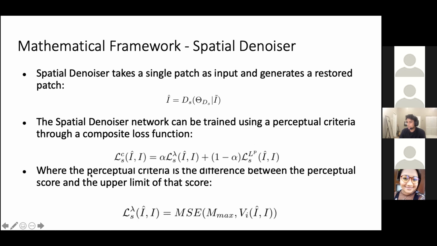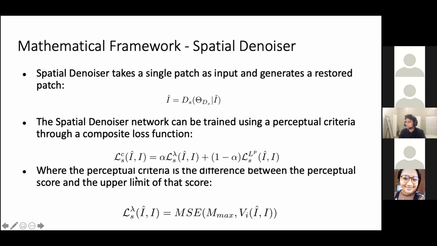Okay, so this lambda loss is the perceptual criteria, the difference between the perceptual score and the upper limit of that score. In our case, we're using VMAF. The thing about VMAF is that it ranges from 0 to 100, so 100 is the highest possible value for VMAF. This perceptual score is the VMAF of your restored output I hat compared to the original input I, and that's what VI represents. You want to minimize that distance from VI to the upper limit. So in essence, you're trying to close the gap between the quality of your restored output and the maximum quality that you could obtain with respect to VMAF. And we're not only using that, but we're using some weighted factor of the traditional mean squared error as well.